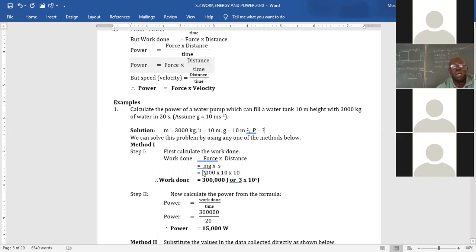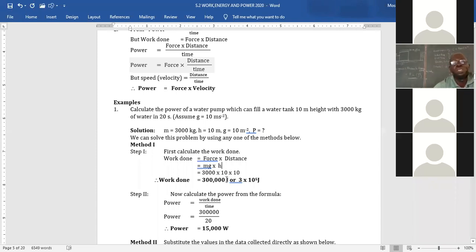So our mass is given as 3,000, can you now substitute in the formula? Mass is given by 3,000 times the acceleration, which is 10, times the height, which is 10. So what is your work done? It's 300,000 joules. Very good. That's how we find the work done.